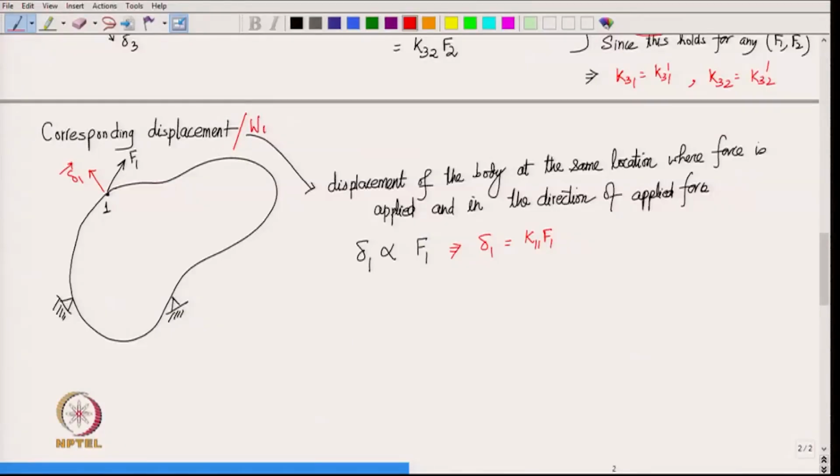The displacement in the direction perpendicular to the applied force does no work, right, because work is force dot displacement. So, we have to take displacement in the same direction as the applied force. So, therefore, we also call it work absorbing displacement.